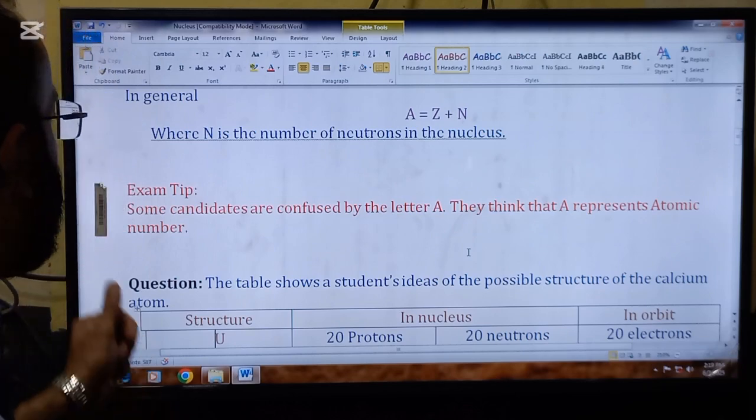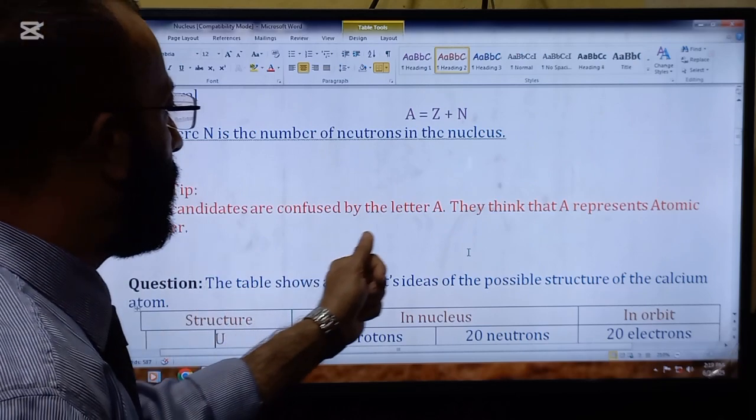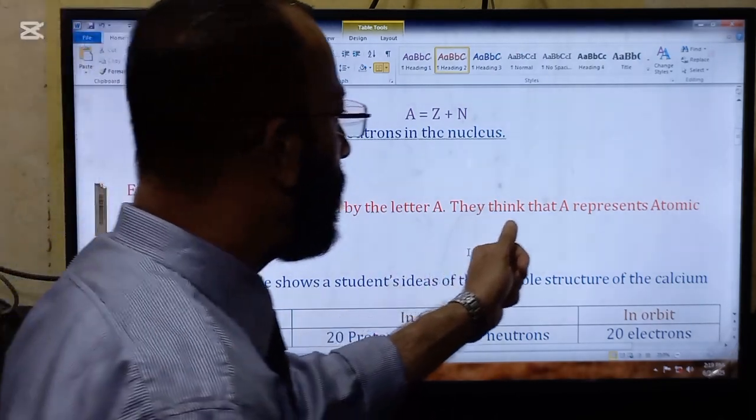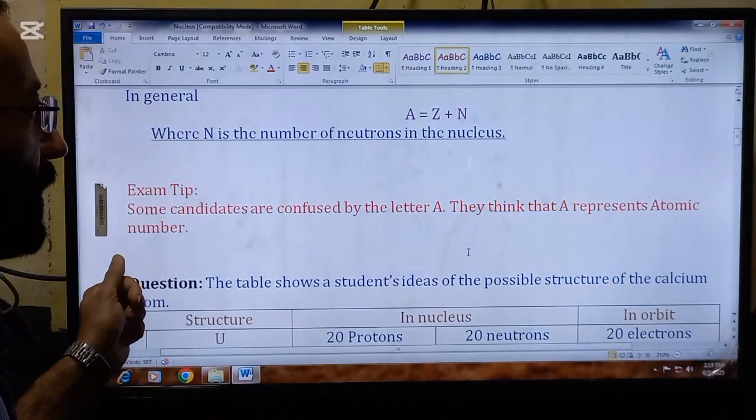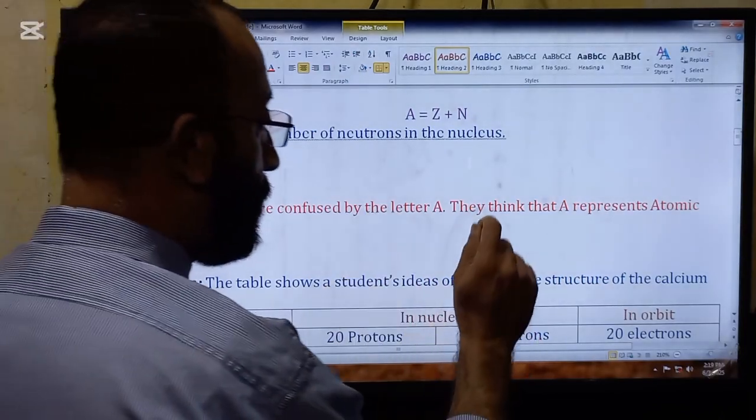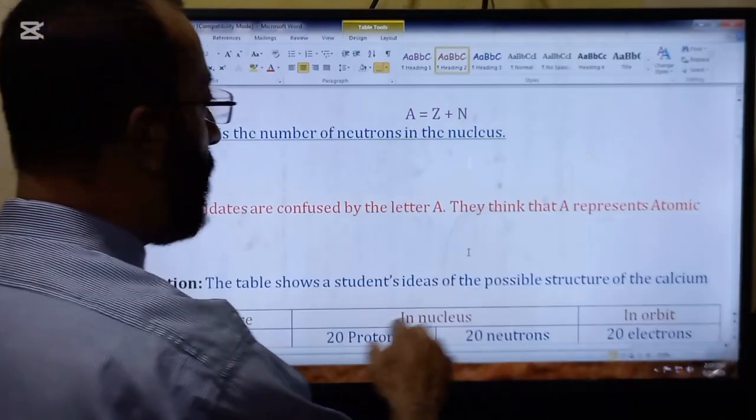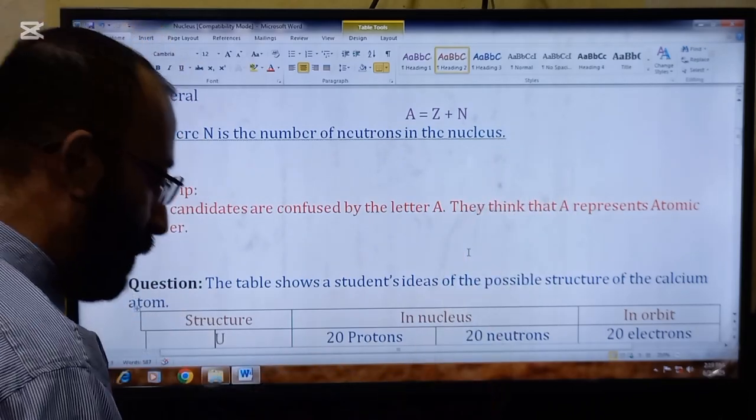Exam tip: some candidates are confused by the letter A. They think that A represents atomic number. No, A does not represent atomic number. A represents mass number.